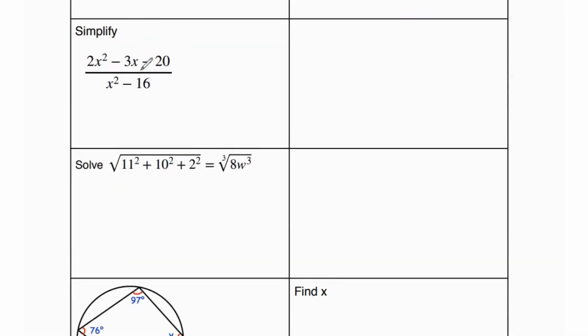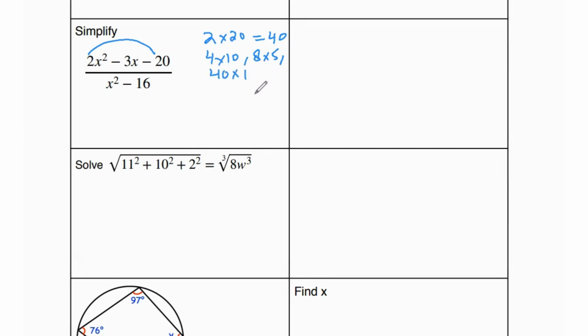Then it says simplify this algebraic fraction. So we have a quadratic equation in the numerator and the denominator. In the numerator, we use splitting the middle term to factorize this quadratic equation. We begin with multiplying 2 and 20, which gives us 40. Now we list down factors of 40. So factors of 40 are 4 and 10, 8 and 5, 2 and 20, and 40 and 1.